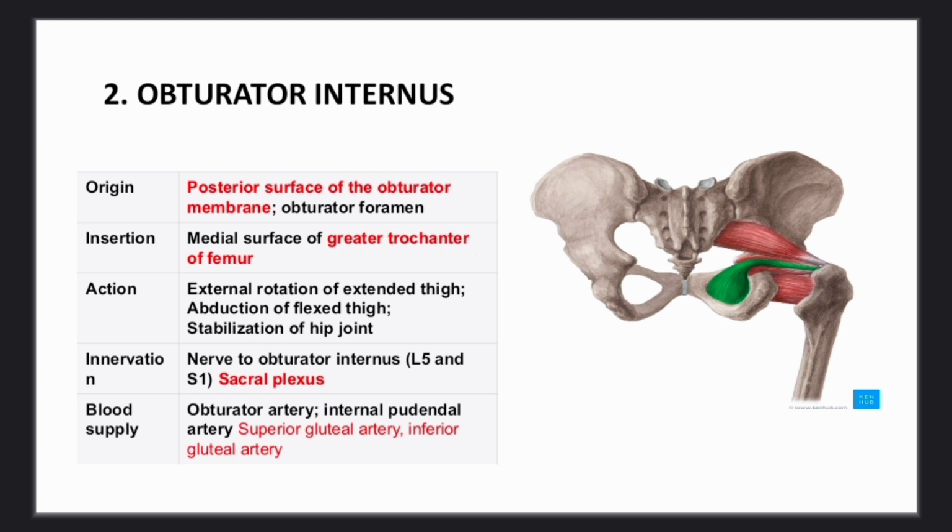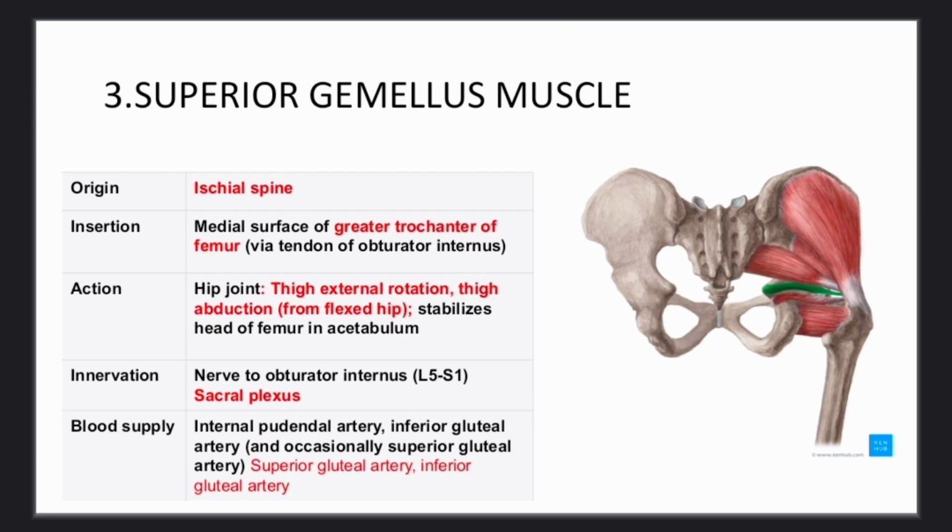So, daily life examples: external rotation occurs when you turn your foot outward while standing, and abduction of the flexed thigh occurs when you sit and move your knee outward. Obturator internus and piriformis play a similar role in functional activity. Okay. Third muscle is the superior gemellus muscle.